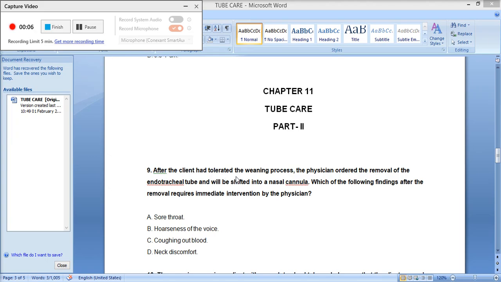After the client had tolerated the weaning process, the physician ordered the removal of the endotracheal tube and the client will be shifted to a nasal cannula. Which of the following findings after the removal requires immediate intervention by the physician? A. Sore throat. B. Hoarseness of the voice. C. Coughing out blood. D. Neck discomfort. The correct answer is C. Coughing out blood.